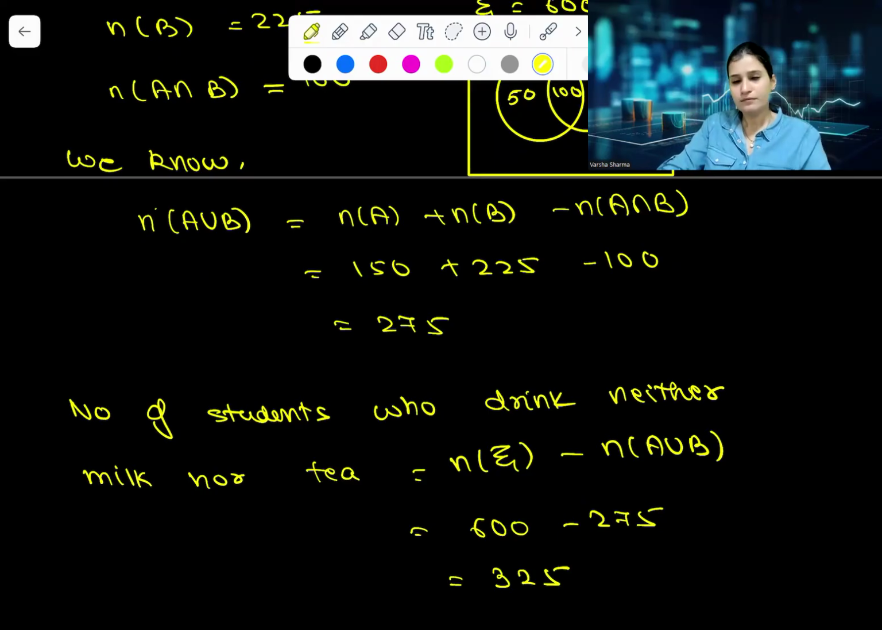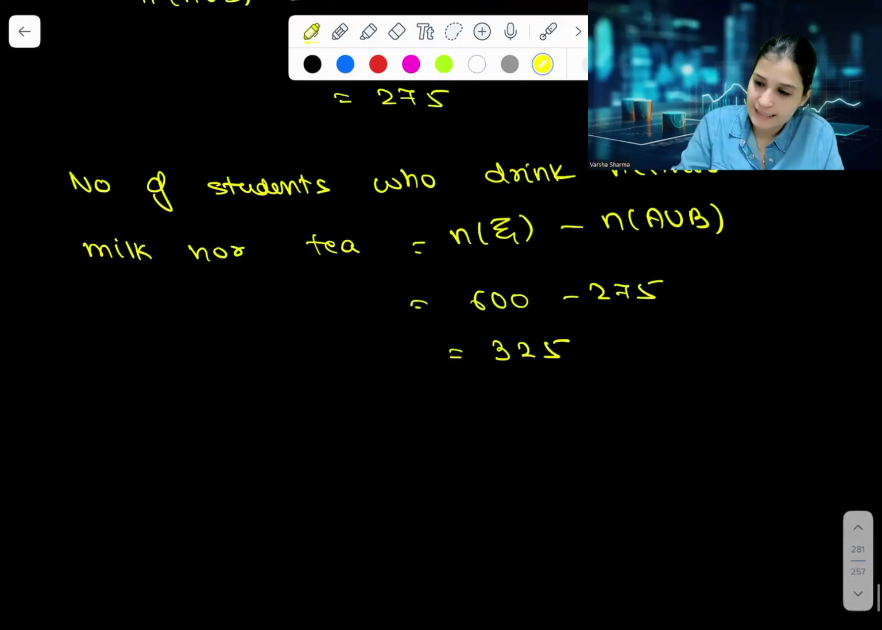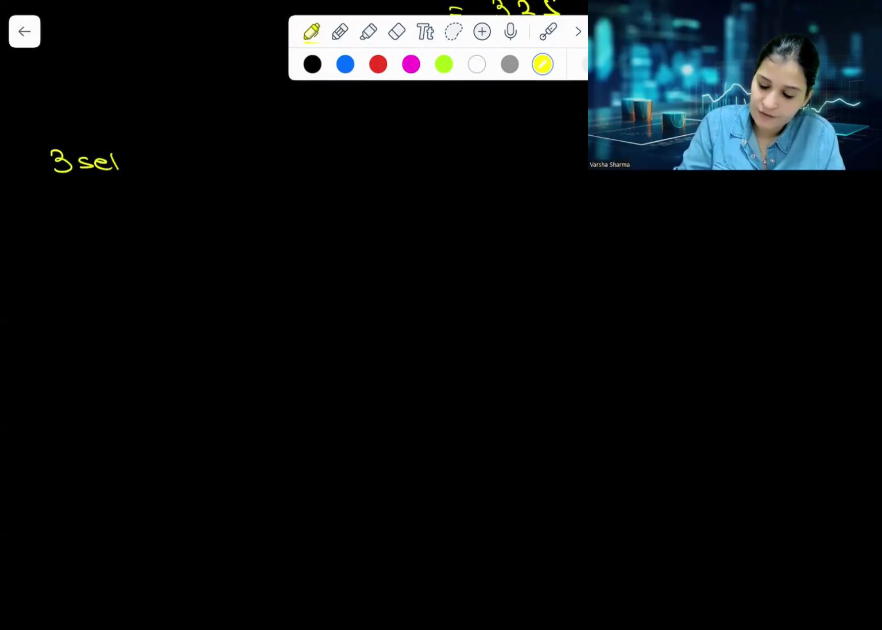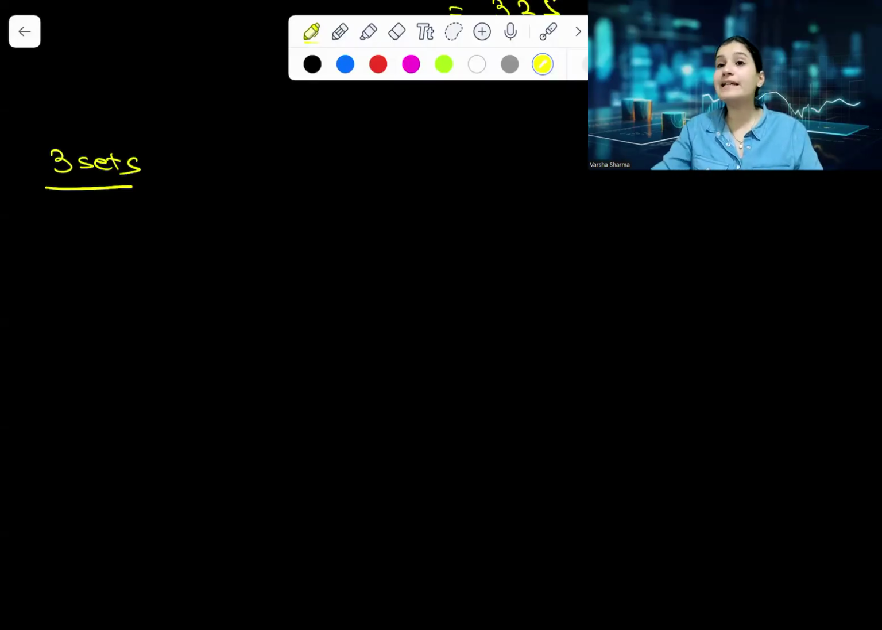No, ma'am. Now we are going to move to 3 sets. In 3 sets, we don't need a lot of formulas. Everything can be done with the help of a Venn diagram. So let us first understand what happens in the Venn diagram of 3 sets.